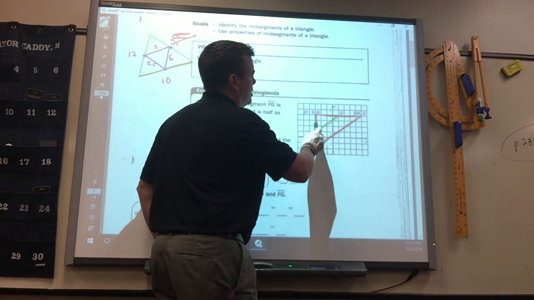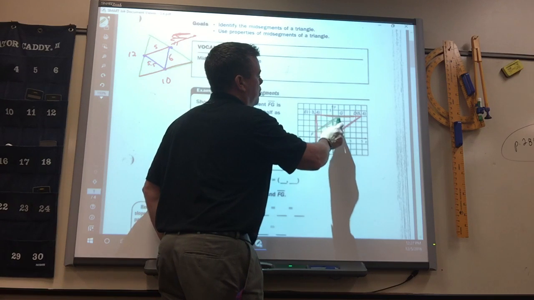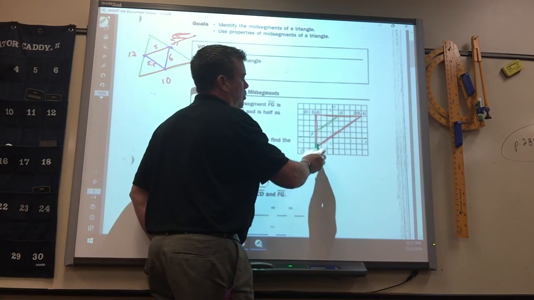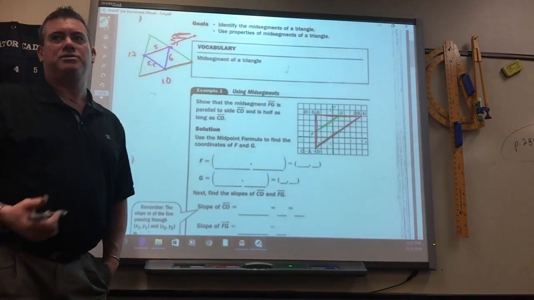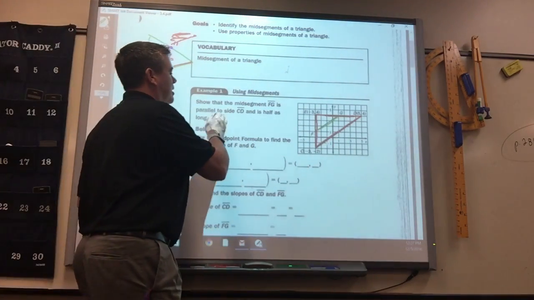This goes up 1, 2, 3 and over 1, 2, 3, 4. Start down here, go up 1, 2, 3, over 1, 2, 3, 4. So both of them have a slope of 3/4. So that shows that they're parallel.